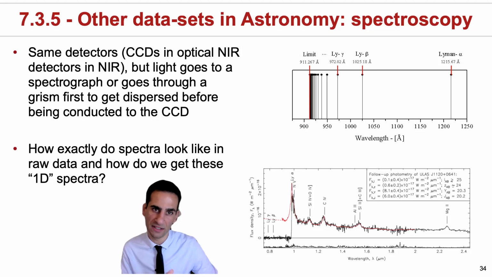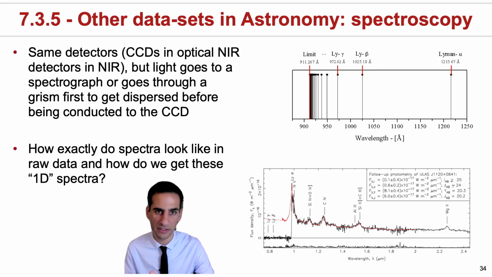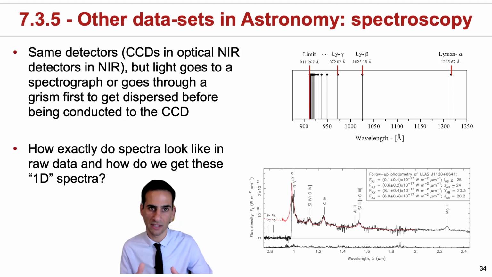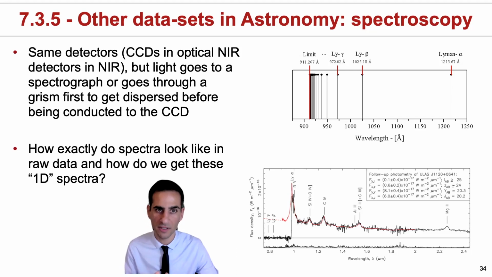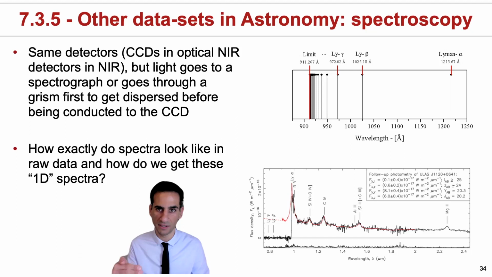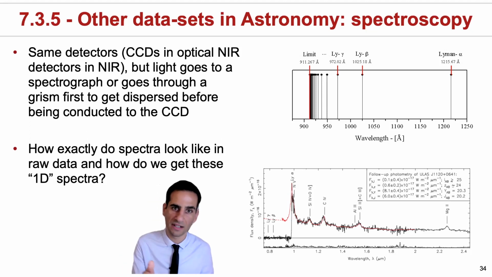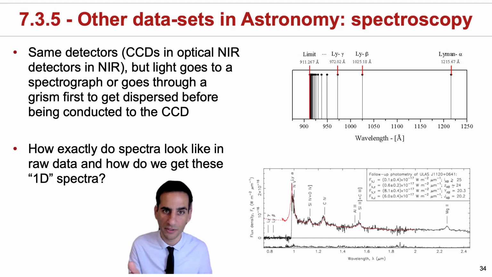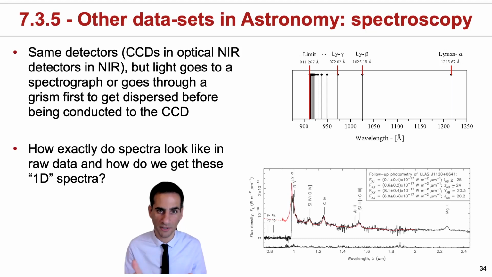Up to now, we've looked at CCDs and near-infrared detectors, focusing on taking images, but the process of using them to take spectra is relatively similar. The main difference is, instead of just having your telescope, a filter, and then your CCD, typically, instead of a filter or in addition to a filter, you have a prism or a grism that will disperse the light. Essentially, you have a spectrograph.